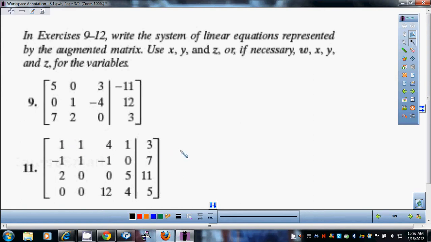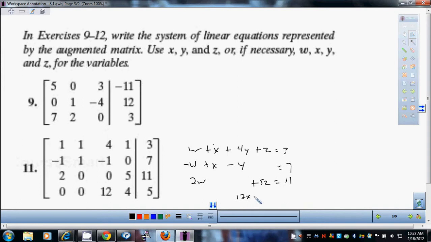So like number 11 would be 1x plus 1y plus 4. Dang it, I left out w. 1w. Plus 4y plus z equals 3. Negative w plus x minus y. I just leave blanks like that. That way I can keep my letters straight. 2w plus 5z equals 11. And 12y plus 4z. And there you go.